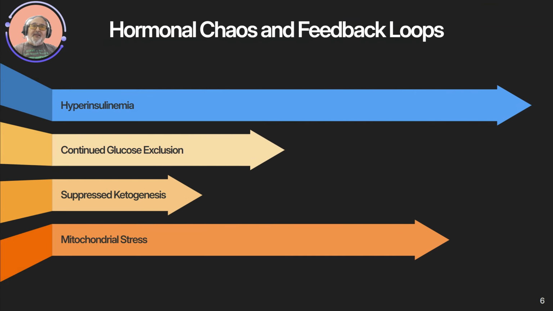Four, hormonal chaos and feedback loops. Compounding this problem are persistently high insulin levels, hyperinsulinemia, while the pancreas tries to compensate by pumping out more insulin. The result is continued glucose exclusion from cells, further suppression of ketogenesis, the brain's alternative fuel. That's ketones, right? That's fuel made from fat. And even greater mitochondrial stress and lipid buildup. So despite even overeating, the cell is in a state of perceived famine.